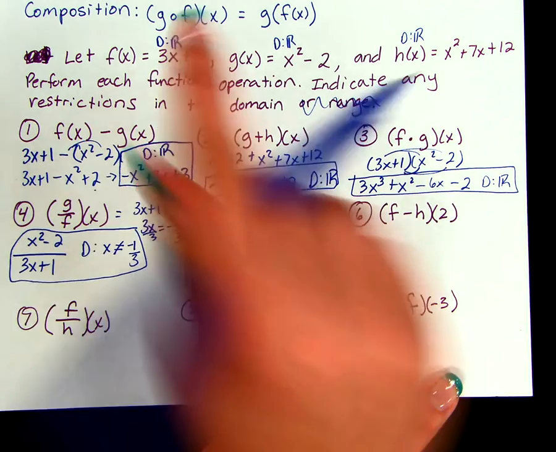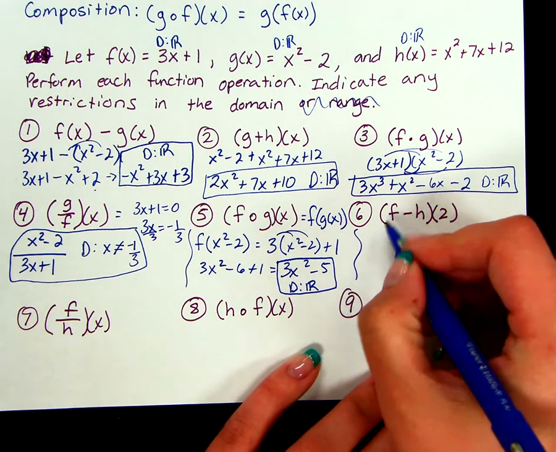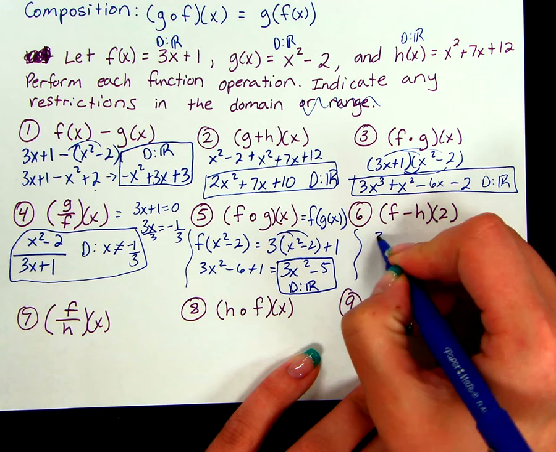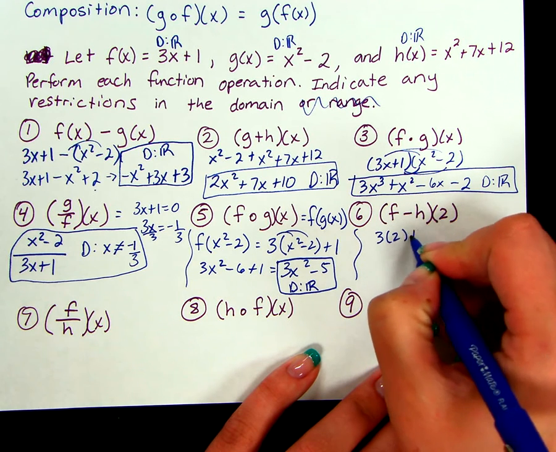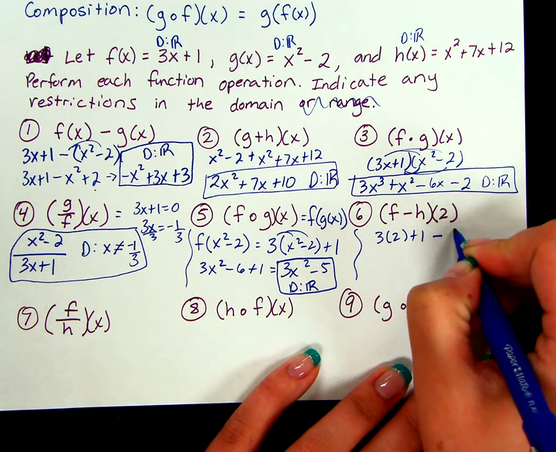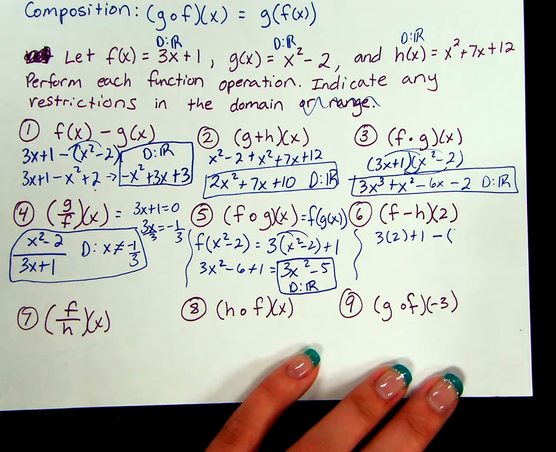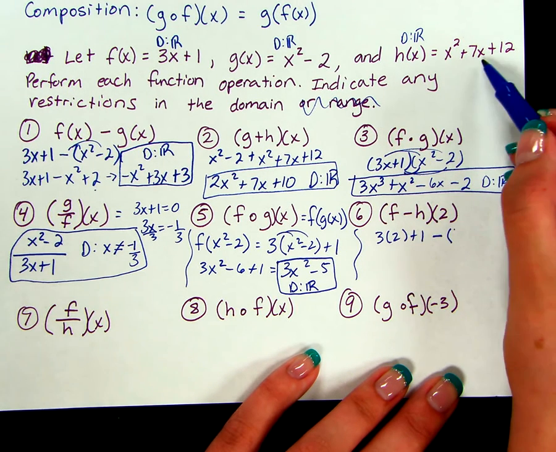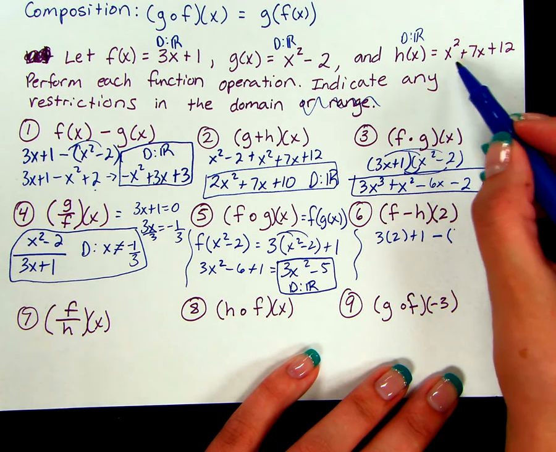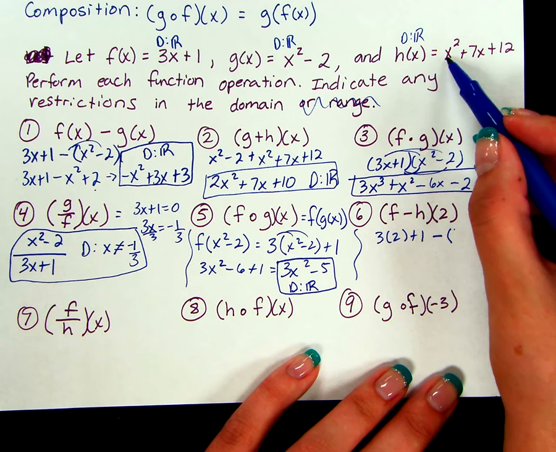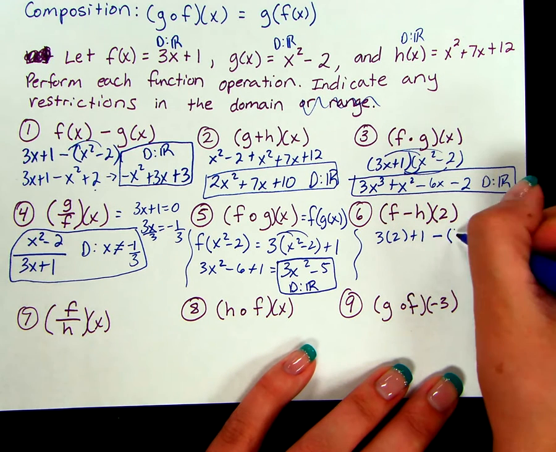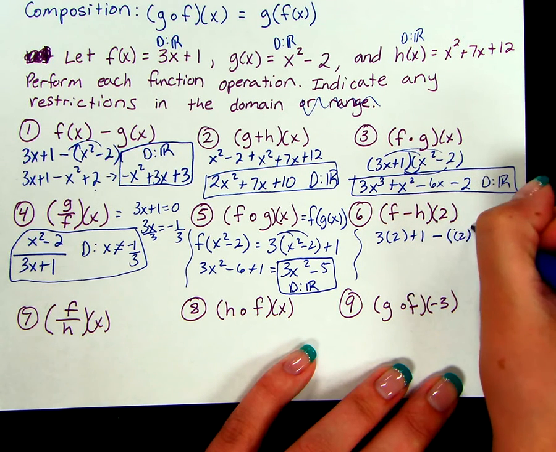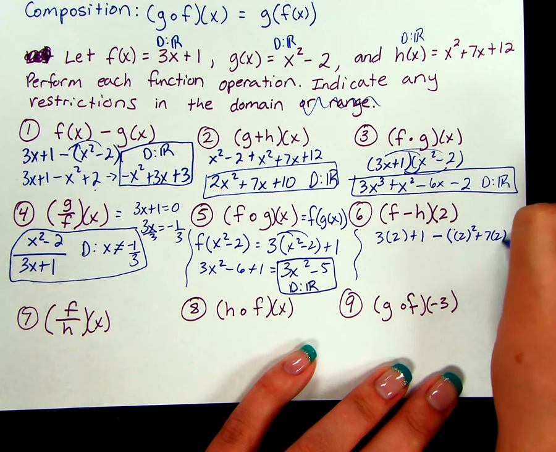So here's my f equation. So I'm going to replace the x with 2. So 3 times 2 plus 1 minus, and we're subtracting. So again, I'm going to use parentheses. And then our h equation is x squared plus 7x plus 12. So at the same time that I'm subtracting, I'm also going to substitute the 2 in for all the x's. So we have 2 squared plus 7 times 2 plus 12.